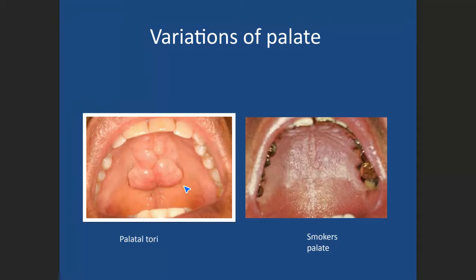These are the common variations you see on the palate, that is palatal tori. You can see it is very difficult to make dentures in these patients. And this is usually seen in people who are chronic smokers. If you see carefully here, you see these pinpoint elevations. These are the inflammation of the minor salivary glands, and along with that you also see pigmentation. So this is smoker's palate.